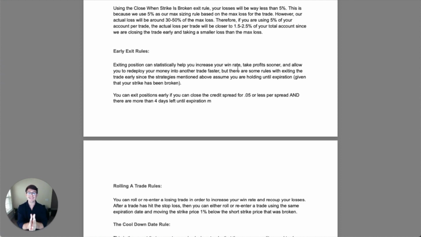And so again, this statistically increases our win rate. So by default, it's around a 72% win rate for the put credit spread strategy. When we use the early exit rules, now that win rate is going up to 76%. So again, it is just more advantageous to close these trades because you never know what's going to happen. So if you have the profit, aka the spread is trading for less than 5 cents, go for it and close that trade.